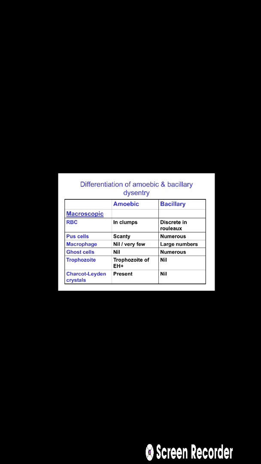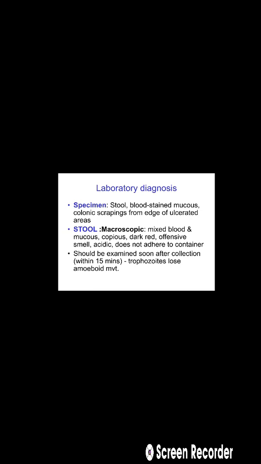Trophozoites of Entamoeba histolytica are seen in amoebic dysentery but not in bacillary dysentery. And Charcot-Leyden crystals are very specific for amoebic dysentery. It is a special type of crystal that is seen in amoebic dysentery but not found in bacillary dysentery.